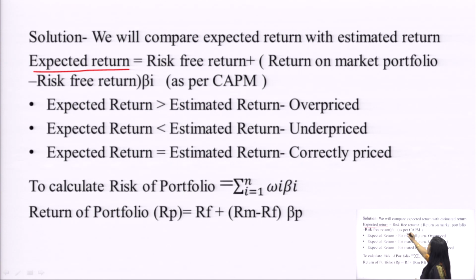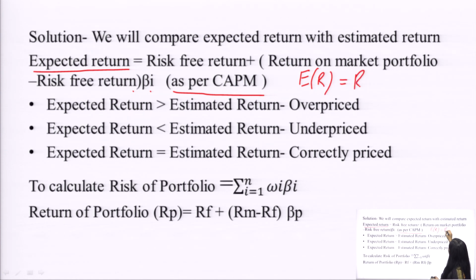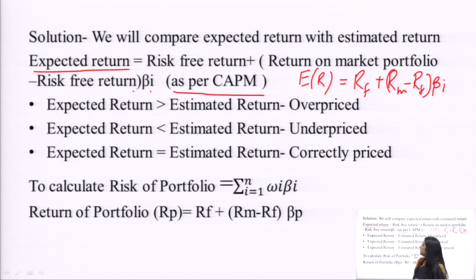Expected return we will calculate as per the CAPM model, and if you remember, the CAPM model has given us an equation where the expected return of any security or portfolio is equal to the risk free return plus the return on the market portfolio minus the risk free return, into beta I. Short, if I want to write it, this expected return would be equal to RF plus RM minus RF into beta I. Beta I is the systematic risk of security I, and if we talk in terms of the portfolio, this would be beta P.